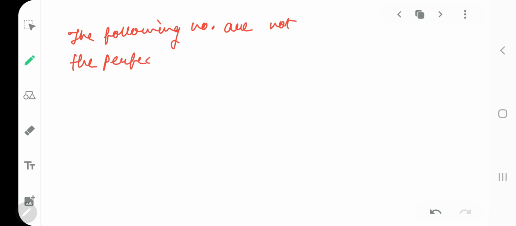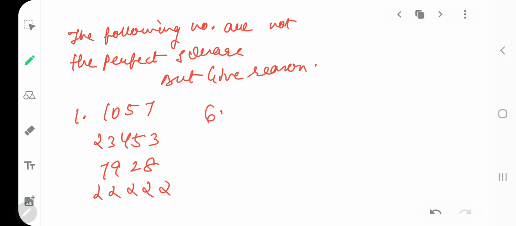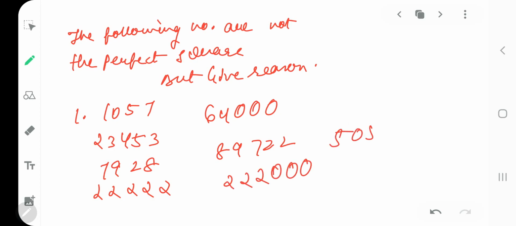You have to find the following numbers are not perfect squares, but you have to give reason why they are not perfect squares. I'll write the numbers. Numbers are 1057, 23453, 7928, 22222, 64122 zeros, then you have 89722222 and you have 505050.